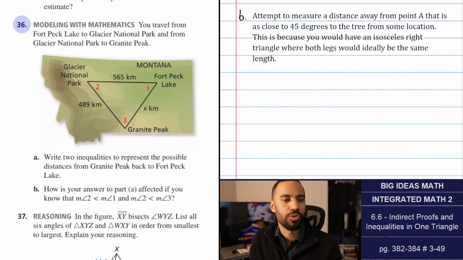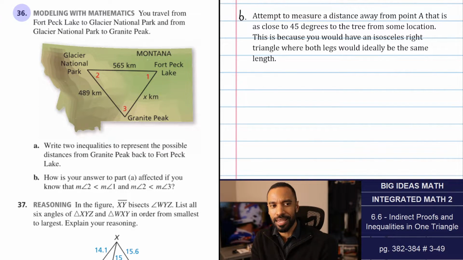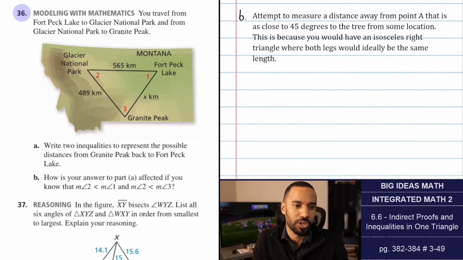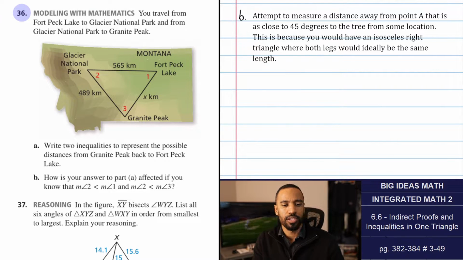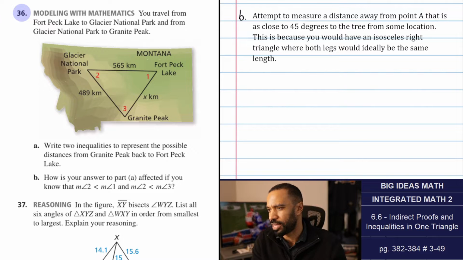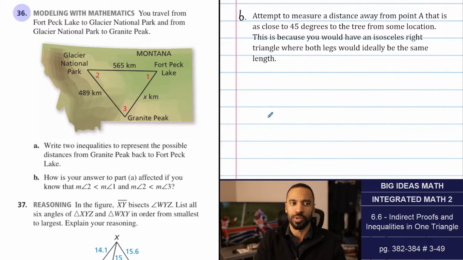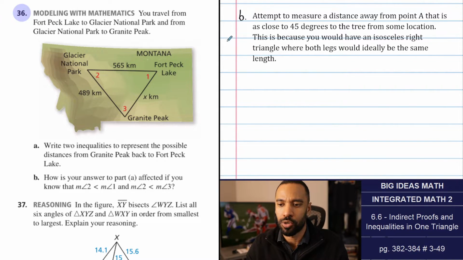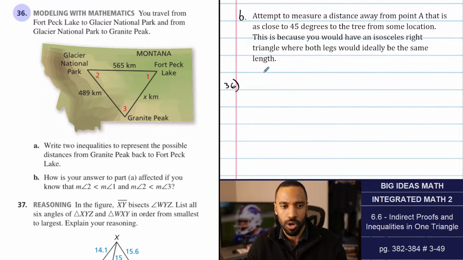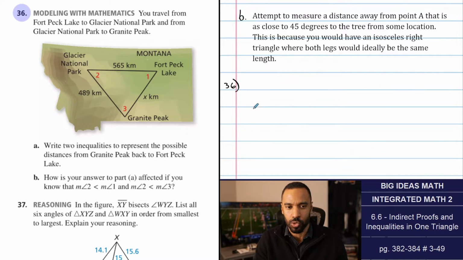Modeling with mathematics. You travel from Fort Peck Lake to Glacier National Park, and from Glacier National Park to Granite Peak. So Fort Peck Lake to Glacier, and Glacier to Granite Peak. Write two inequalities to represent the possible distances from Granite Peak back to Fort Peck Lake. Yeah, how far away are you now as a result of all this wandering and traveling? Because we don't know what these angles are, right? Those weren't measured. All we know is how far we traveled in these straight lines.